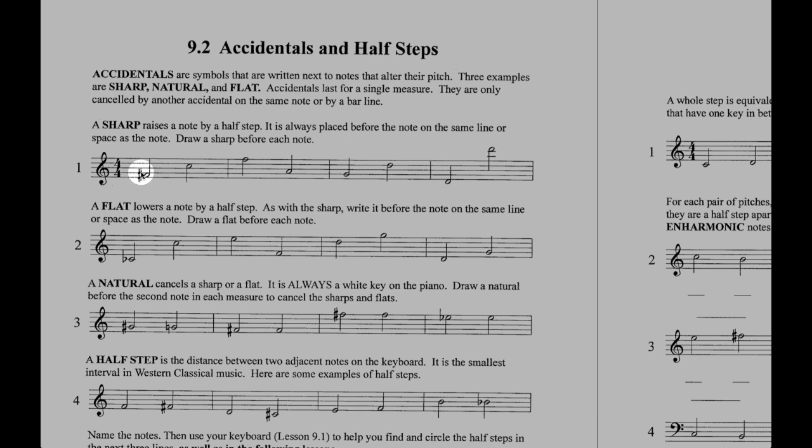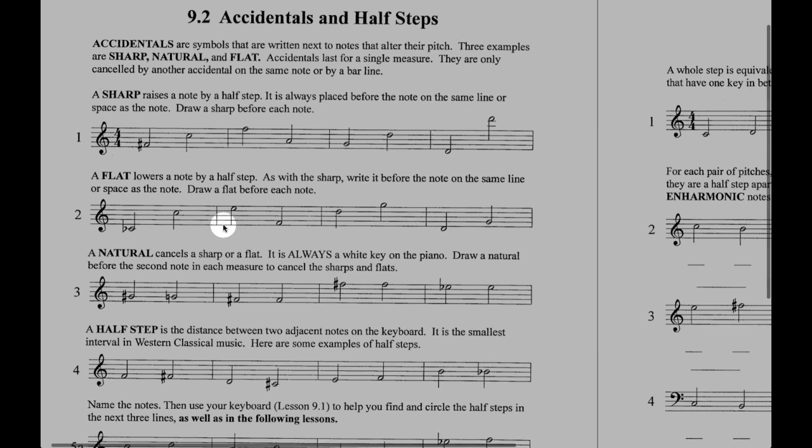So if there's an F sharp here and an F natural, which looks like this, then that sharp is canceled by the natural sign. So let's explain. A sharp raises a note by a half step. So instead of F, it's F sharp. It raises it up a little bit, so it's higher in pitch. Draw a sharp before each note. It's the hashtag symbol or a number sign, almost.